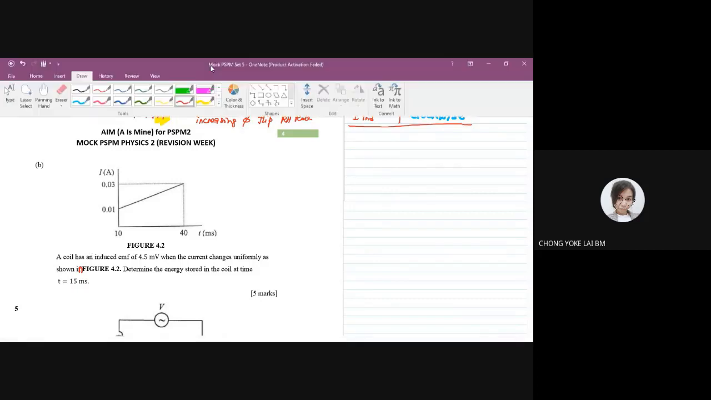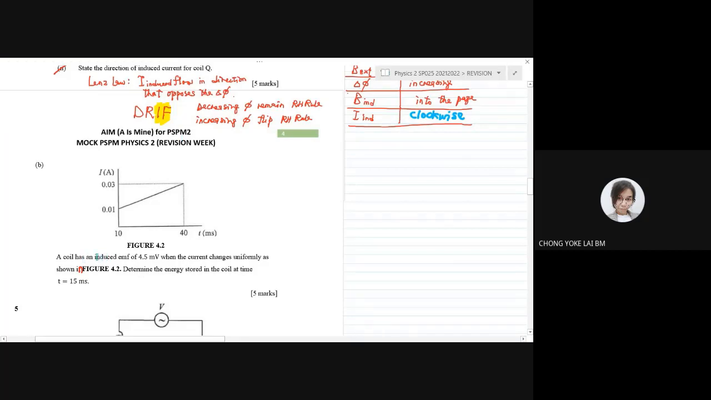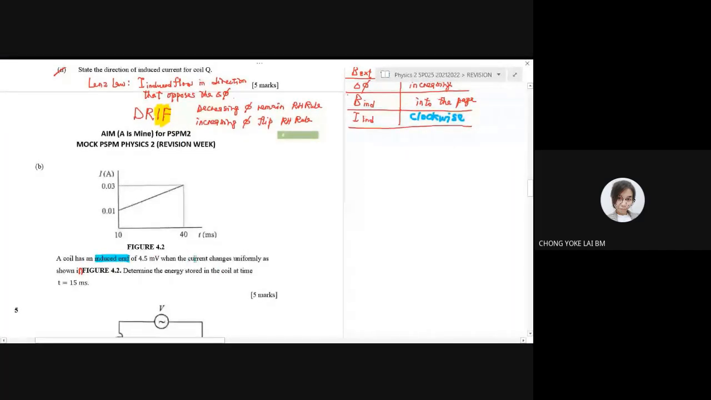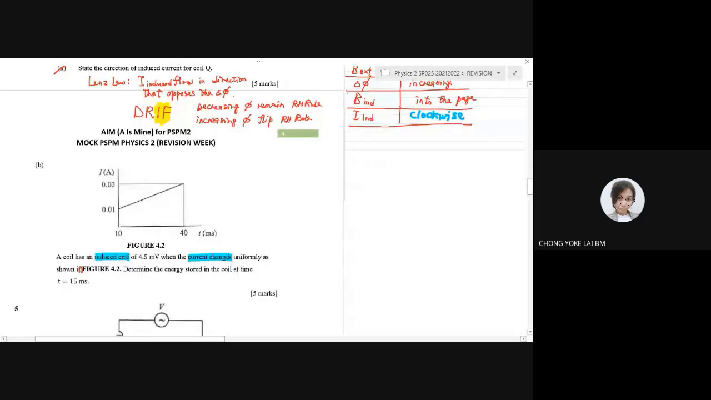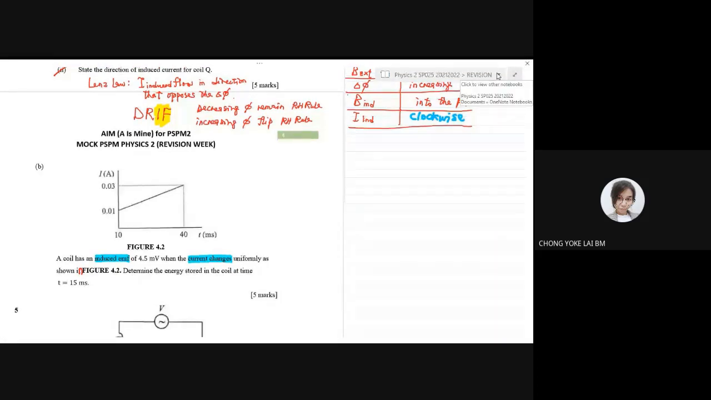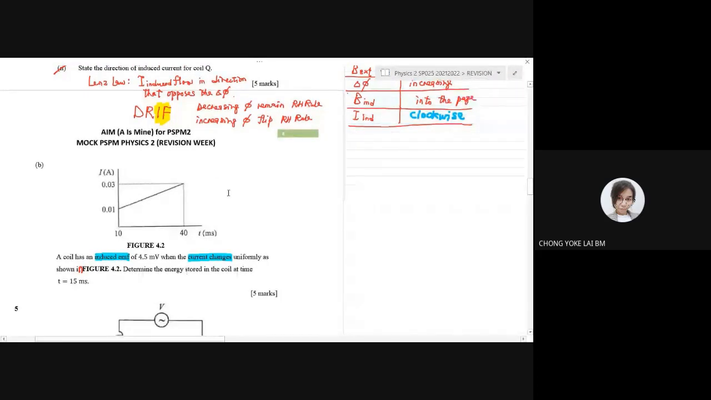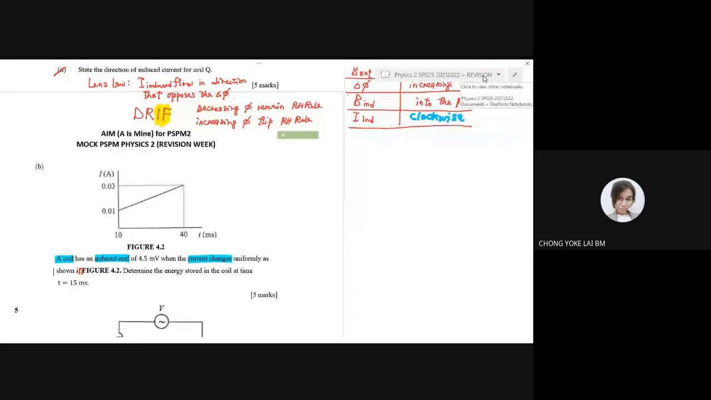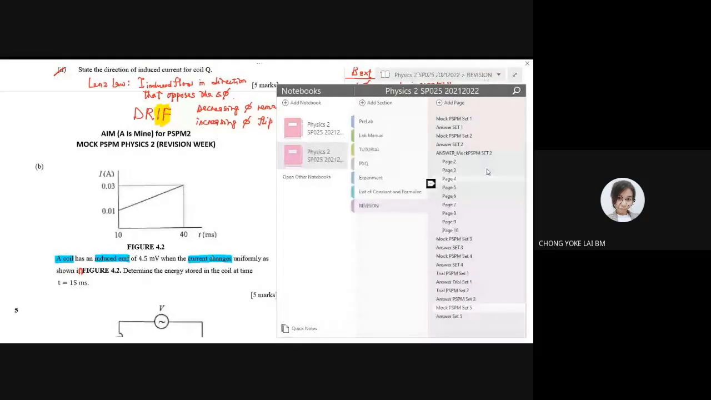So class, we have EMF induced. We have induced EMF due to the current change. So itu adalah apa yang kita panggil sebagai self-inductions. Sebab kita hanya ada satu coil je dekat sini. So we have self-inductions. So you faham? Soalan ni adalah tentang self-inductions.